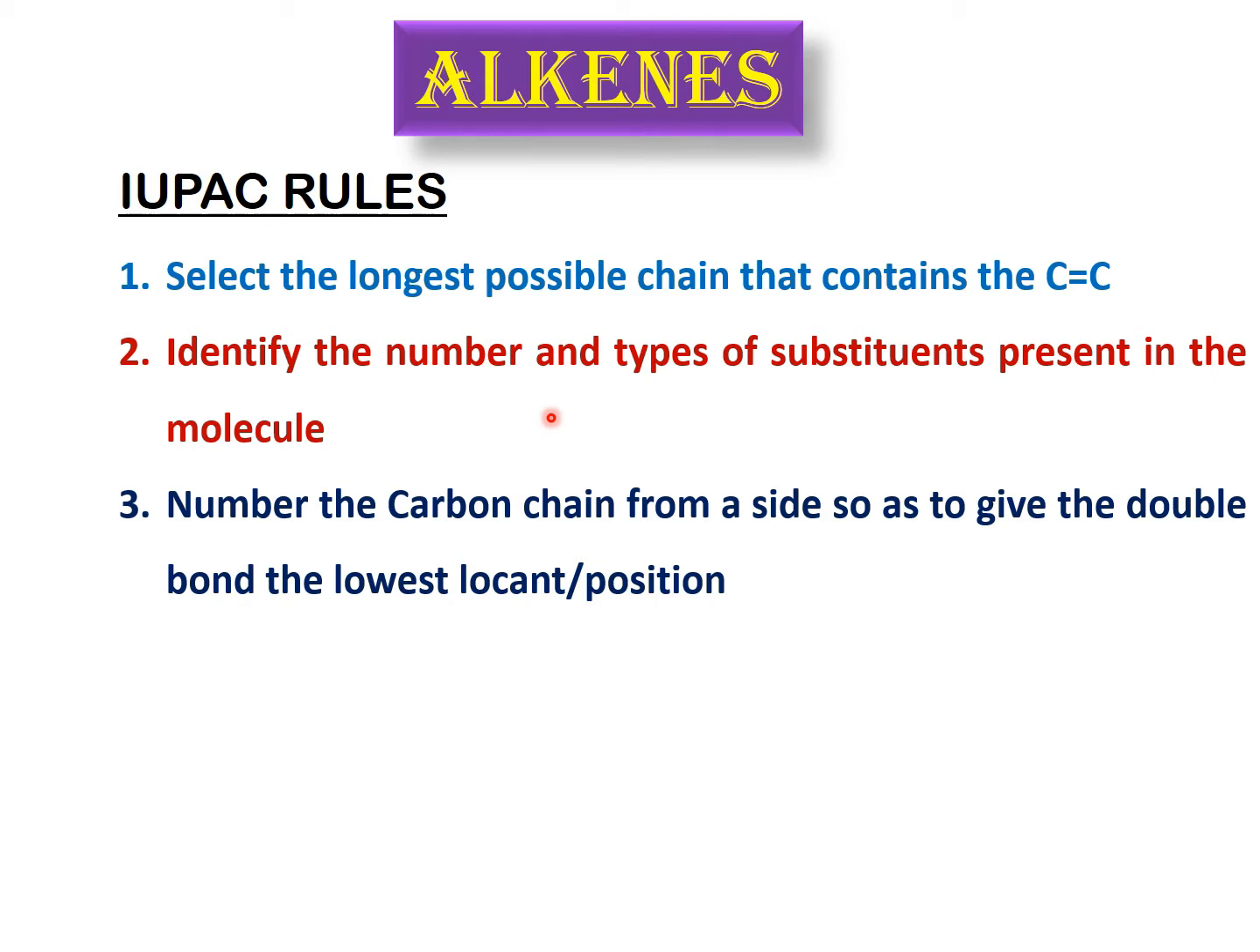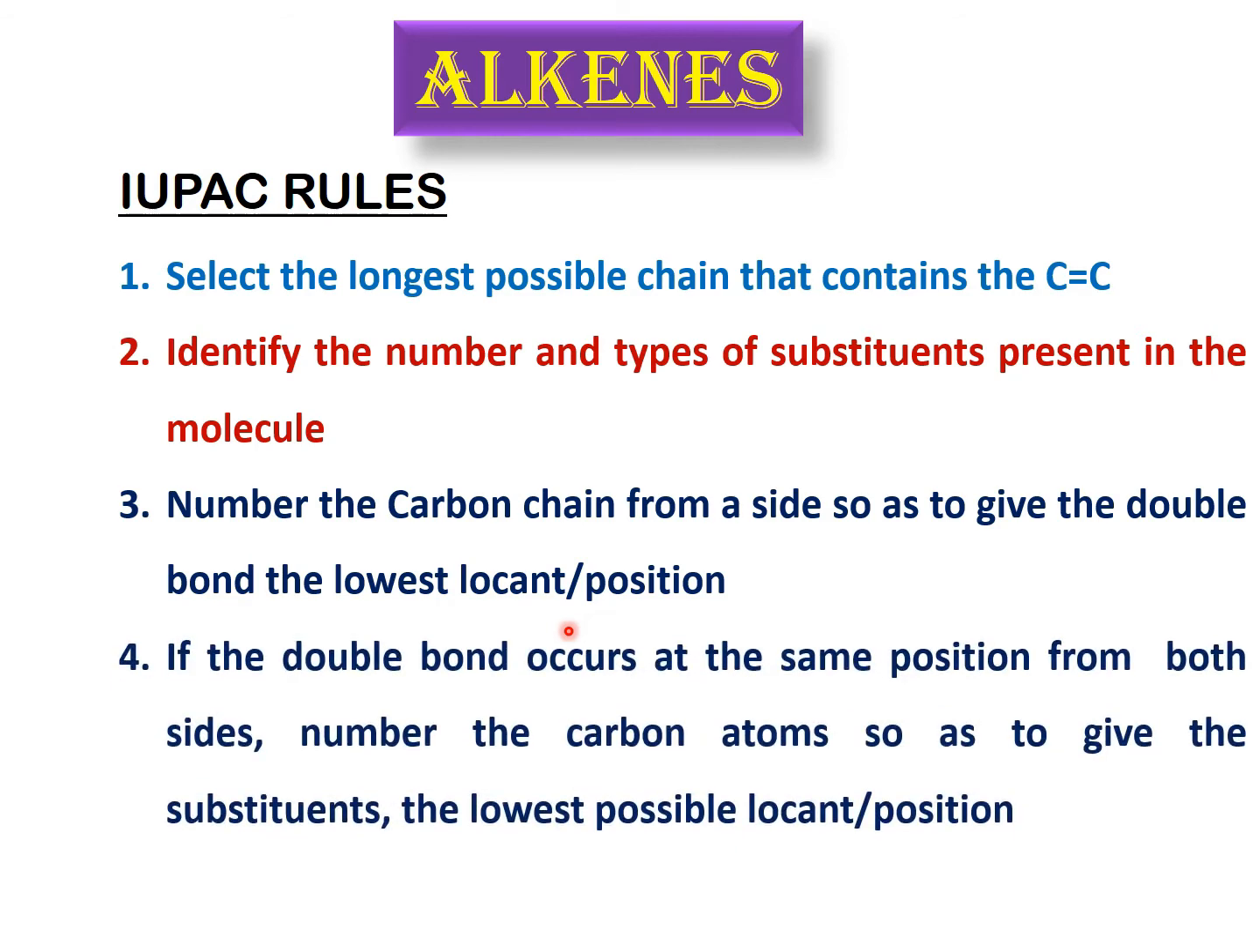In this case, because we have a carbon-carbon double bond and it has a higher priority than any of the substituents present in the chain, we have to start numbering the chain from a carbon atom so as to give the lowest possible position to the carbon-carbon double bond. But a situation may arise in which the double bond occurs at the same position from both sides, that is, from the left or from the right. Then you have to number the carbon atoms in the chain so as to give the substituents the lowest possible position. So the carbon-carbon double bond has a higher priority than the substituents.